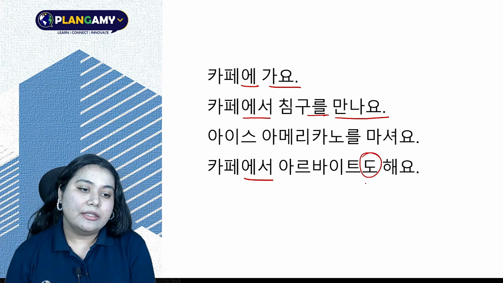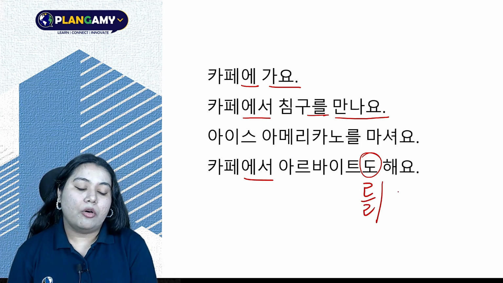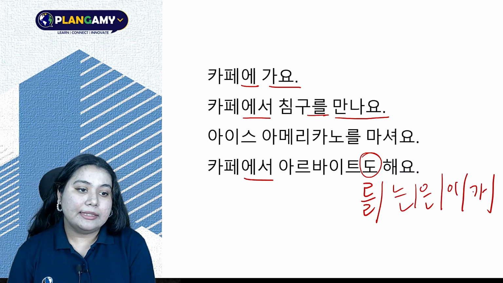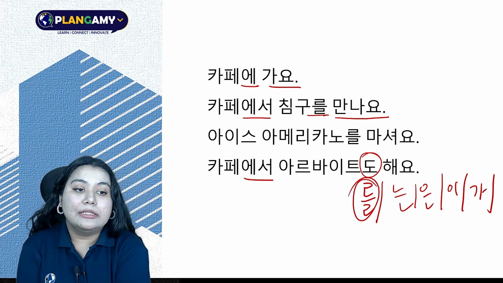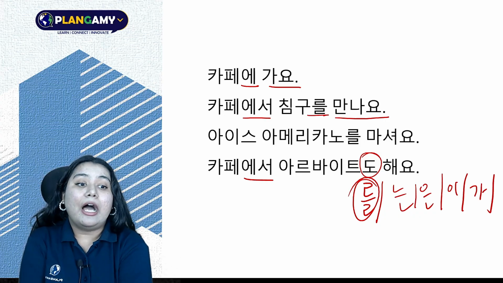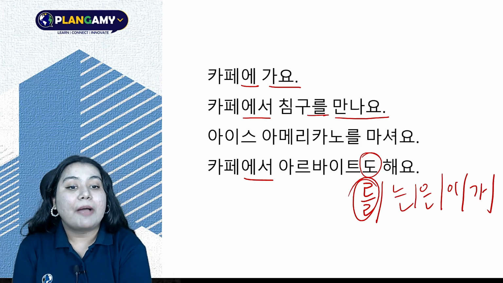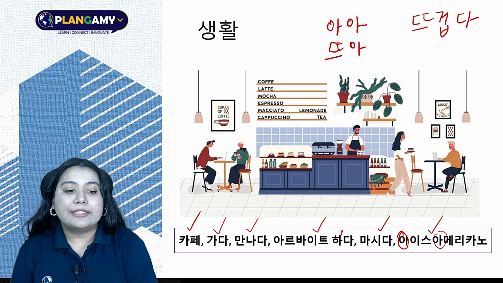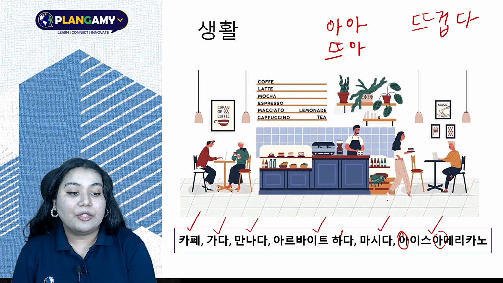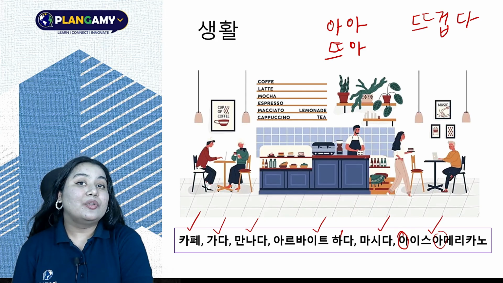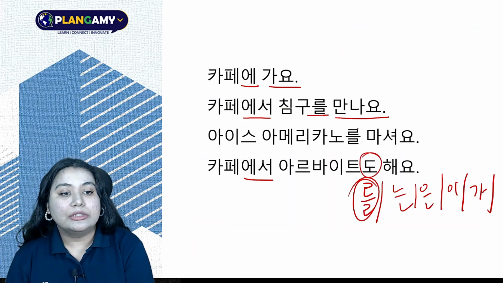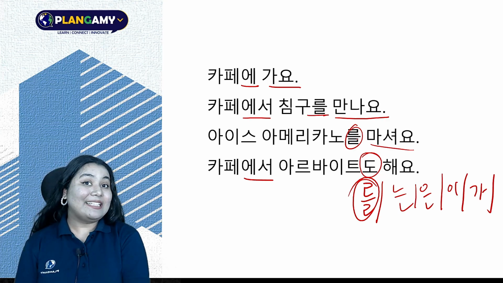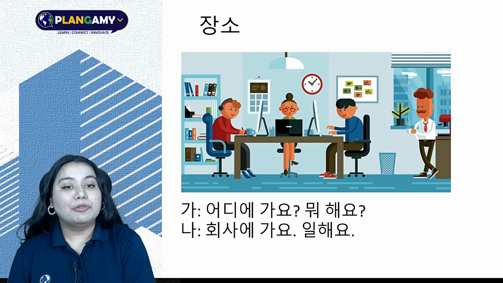So 도, as we learned, replaces 를 or 은/는, all my markers, 이, 가. In this case it replaces 를. arbeit을 해요. I do Arbeit. arbeit도 해요. I also do Arbeit. So 카페에서 arbeit도 해요. And it's also given that this person has an ice Americano, 마시다. So ice Americano를 마셔요. I drink the ice Americano. 마시다, 마셔요. Okay, let's move forward.